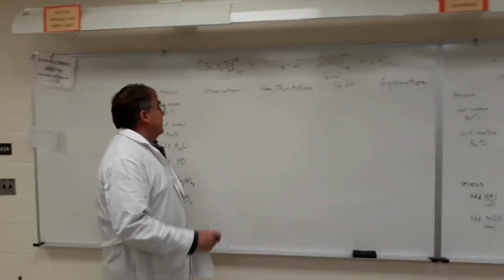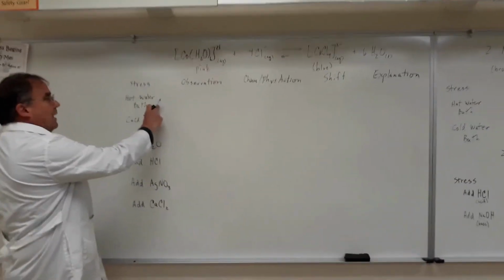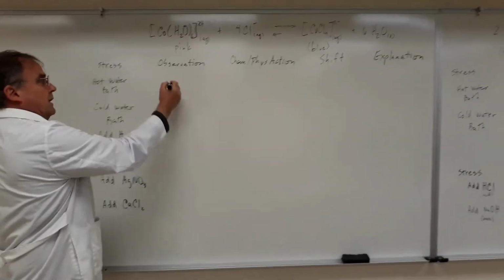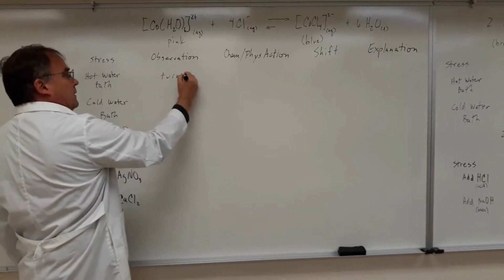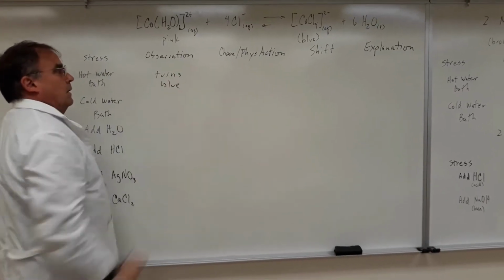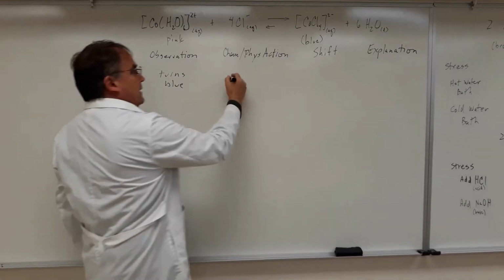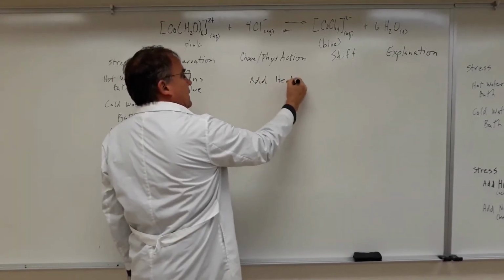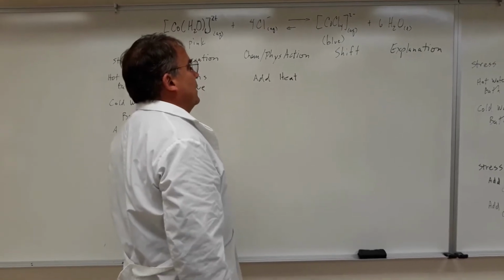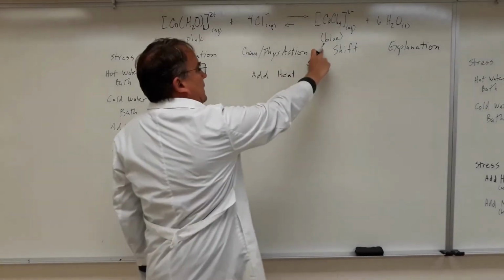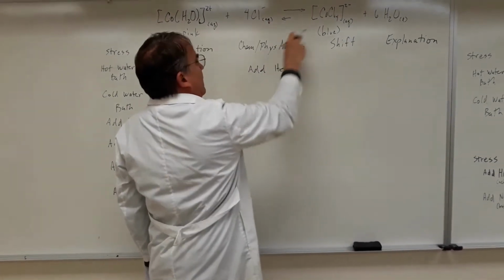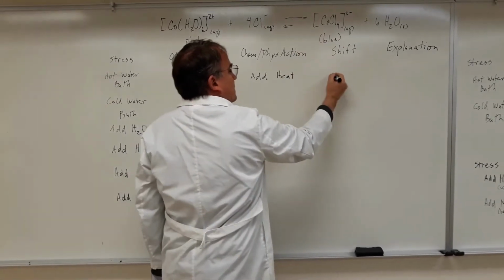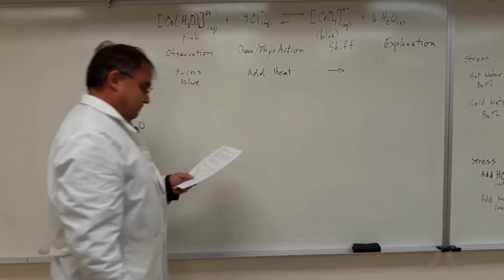So if we come up here, the hot water bath, the observation was that it turned blue. The chemical physical action is we add heat. And so the shift was, it went from blue to even bluer. So the shift was to the right.